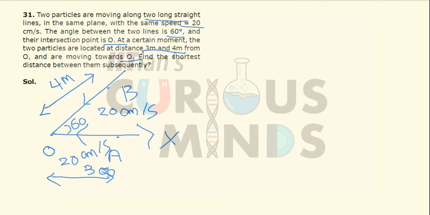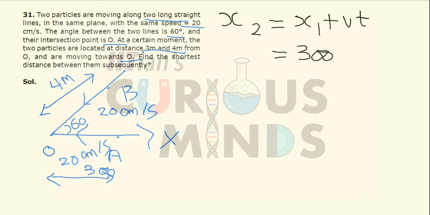So basically, let us first find out the position of A at any given time t. The final position x2 will be equal to x1 plus vt. This is the formula of the displacement. Here x1 is equal to 300 centimeter. Now the velocity, since it is in the negative direction, will be minus 20, so x2 is 300 minus 20t at any given time. This is the position of particle A.